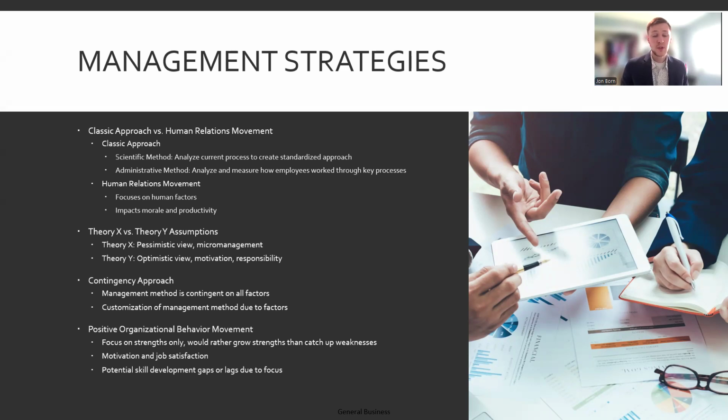The contingency approach is a management method contingent on all factors. So it looks at all different variables before deciding on the correct management approach for that specific process. It is essentially a customization of management method due to the factors. The positive organizational behavior movement focuses only on strengths. It has a potential for skill development gaps because it does avoid the weaknesses.